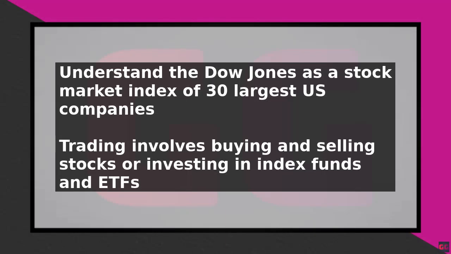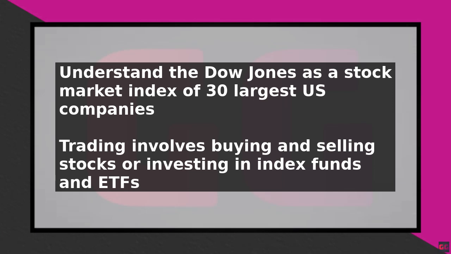To trade on the Dow Jones, you first need to understand what it is. The Dow Jones Industrial Average is a stock market index that represents the 30 largest and most widely traded companies in the United States. Trading on the Dow Jones involves buying and selling stocks of these companies or investing in index funds and exchange-traded funds that track the performance of the index.